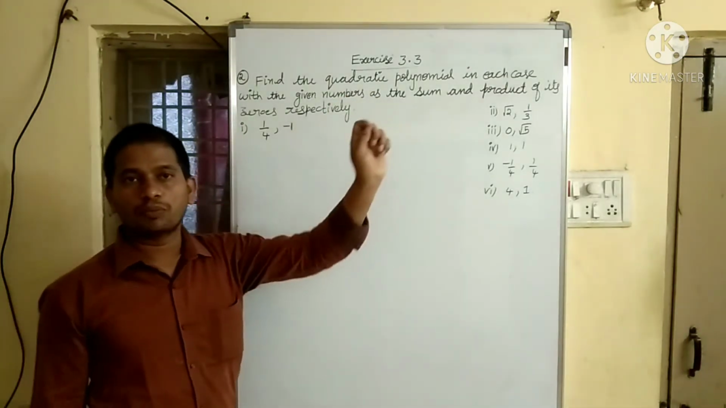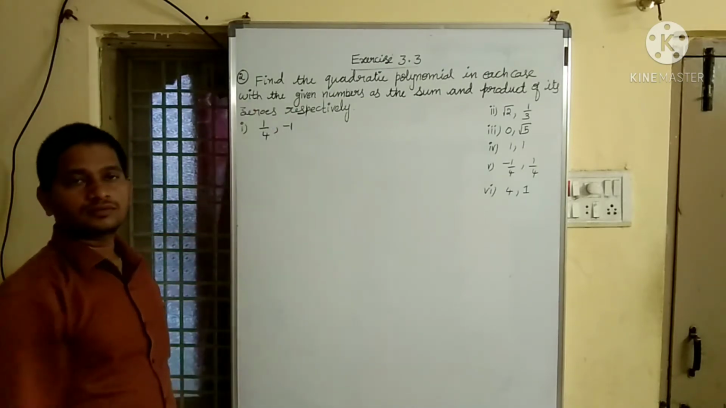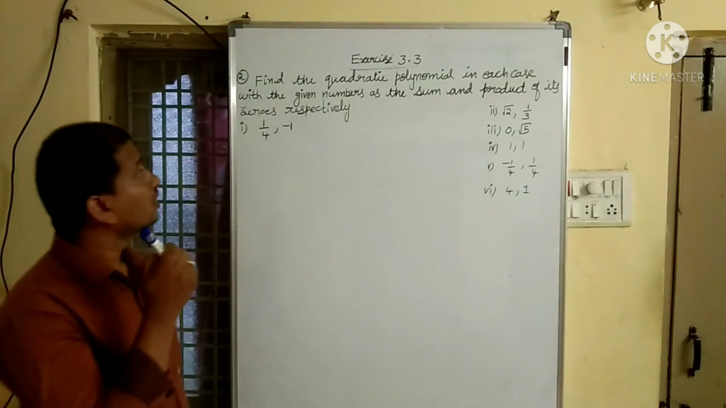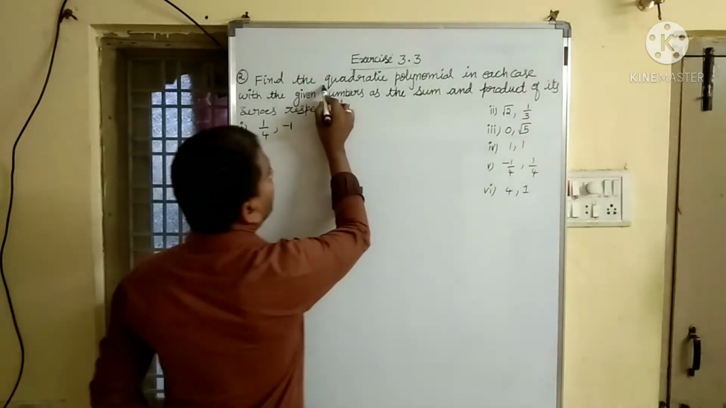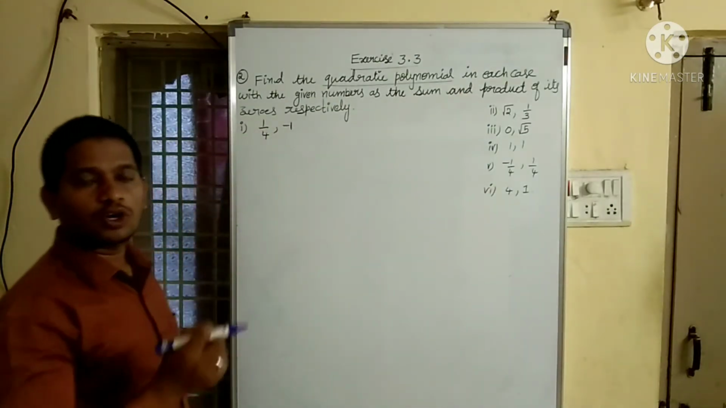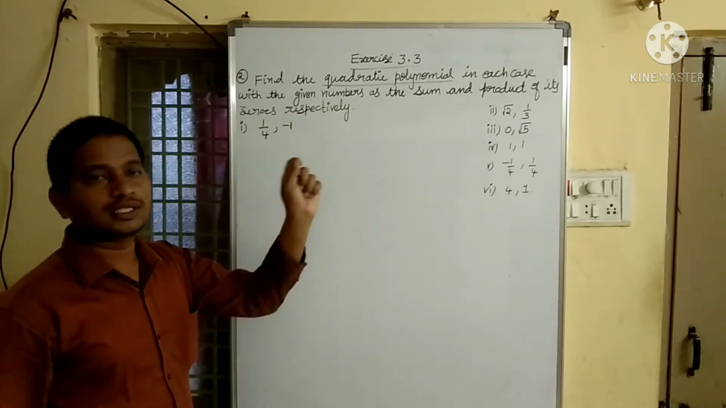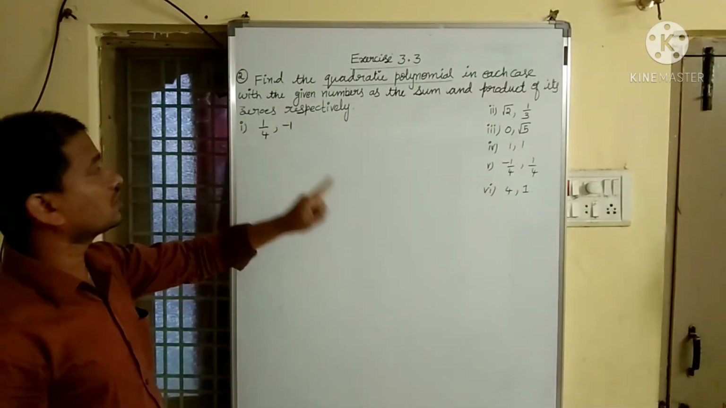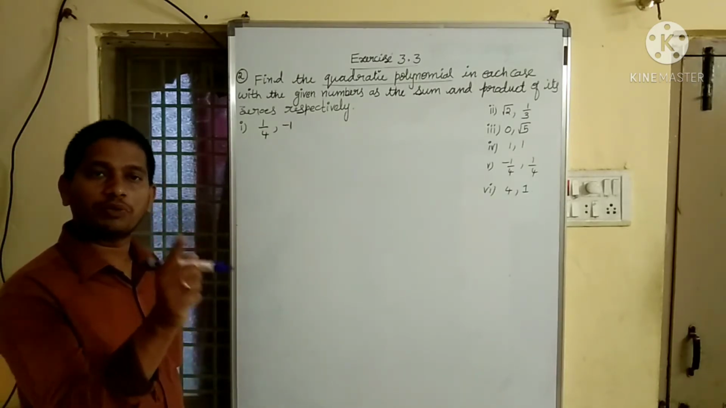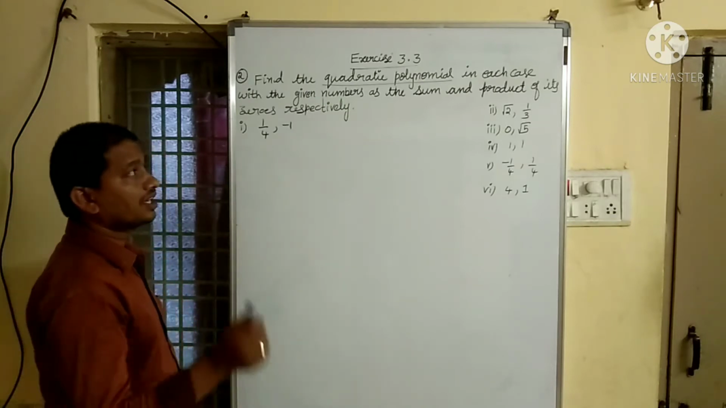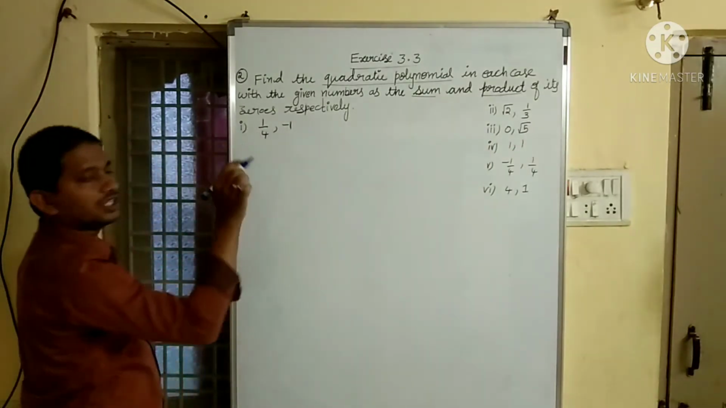Chapter number 3, Polynomials, exercise 3.3, second question. What is the question? You need to read it carefully. Find the quadratic polynomial in each case with the given numbers as the sum and product of its zeros respectively. The thing is, we need to make a quadratic polynomial given the sum and product of its zeros.